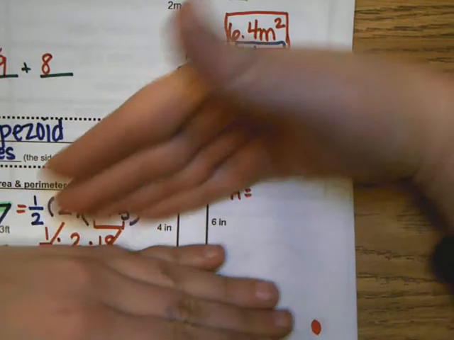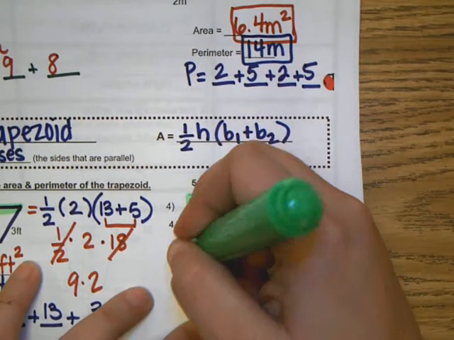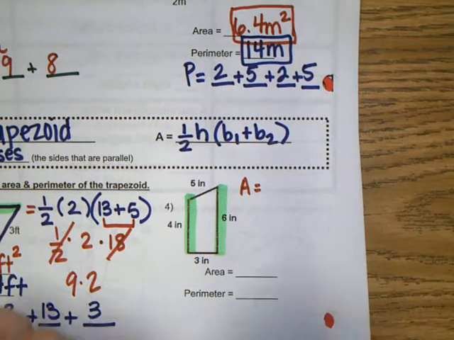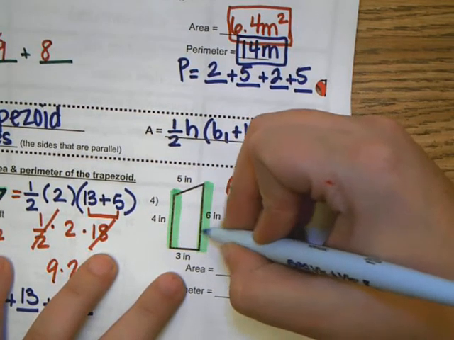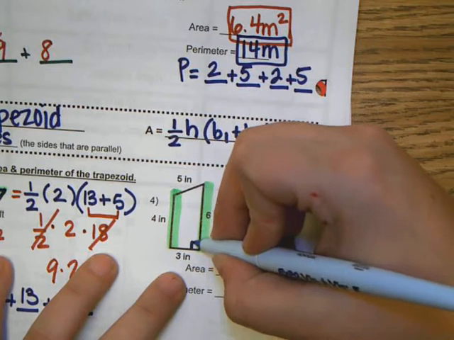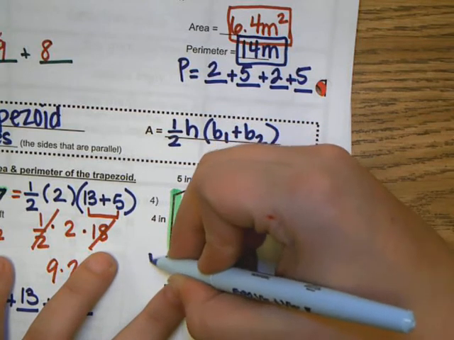Alrighty, so this is a trapezoid. I tell myself it's a trapezoid. It has a set of parallel sides right here. This side is not parallel to this side. They will eventually run into each other. So I know that this is base 1 and this is base 2, or vice versa.